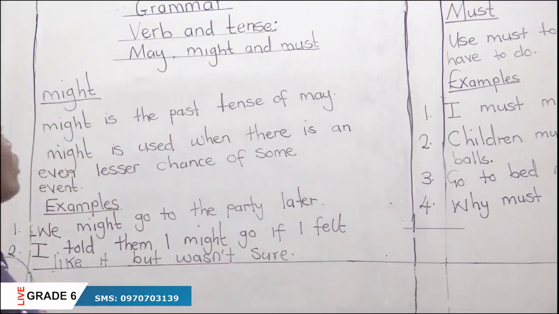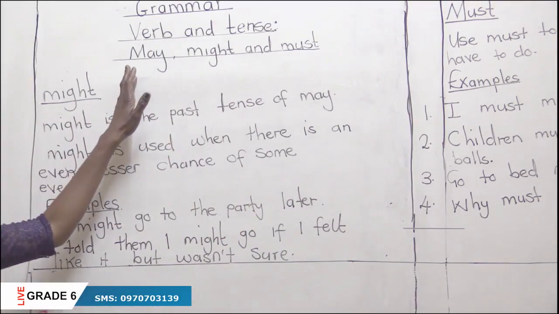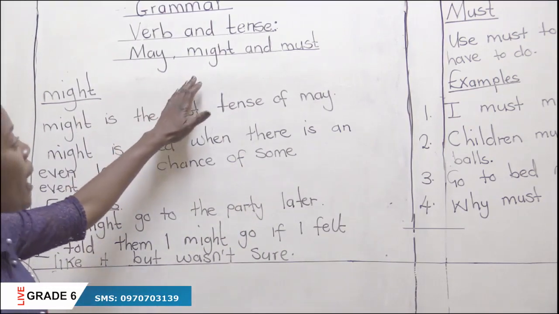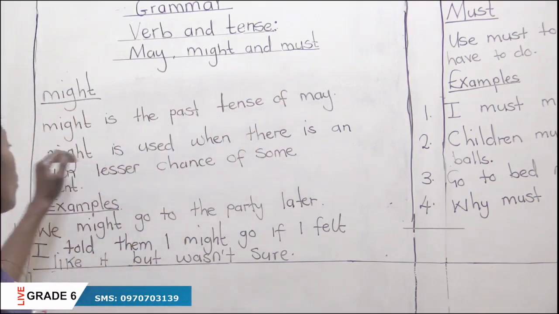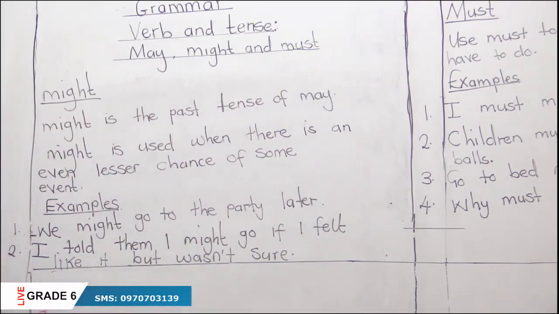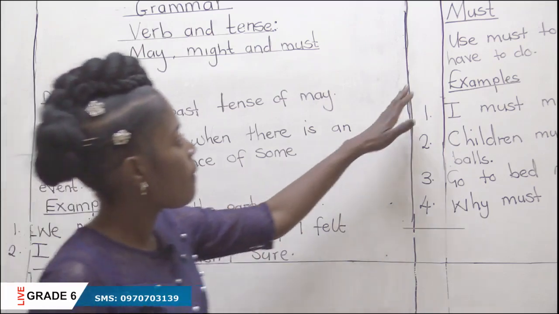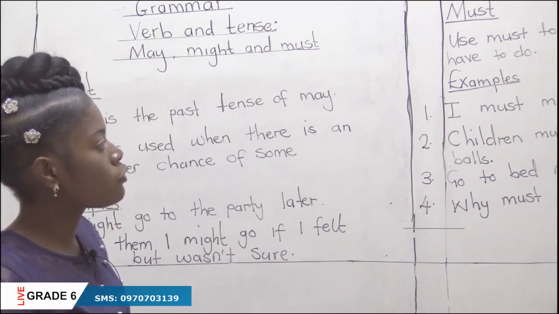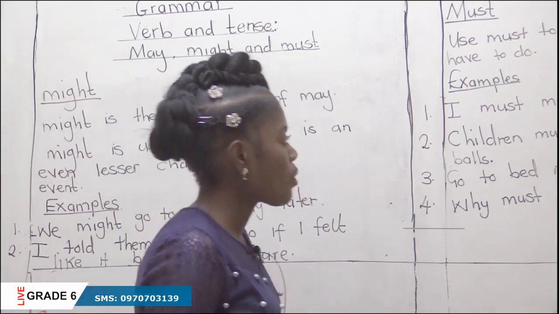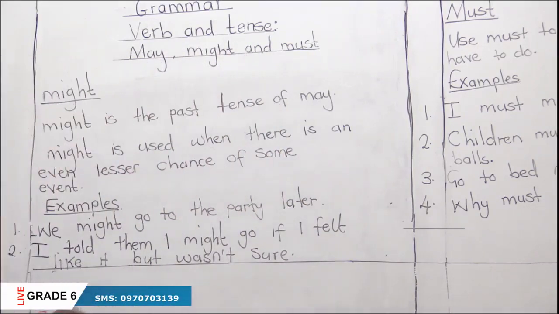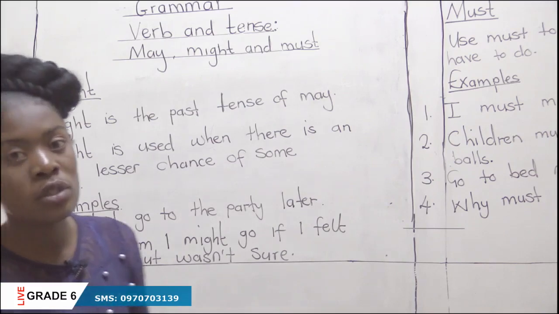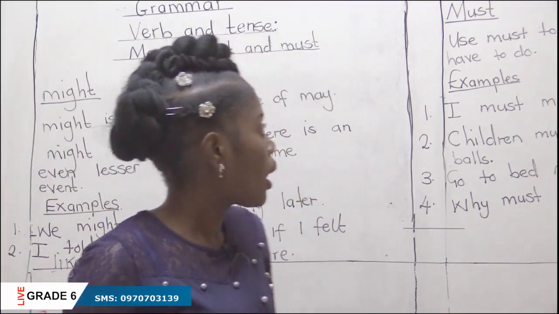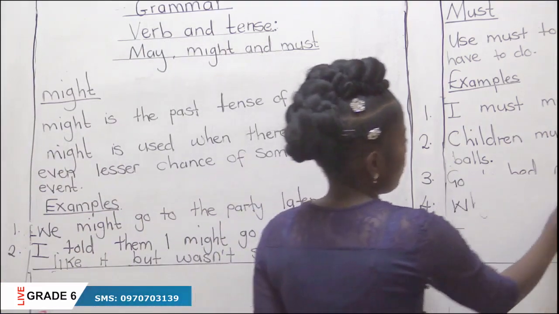Okay, so remember you're looking at verb and tense: may, might, and must. You're now looking at might. We also looked at must, and we said we use must to talk about things you have to do. I gave you some of the examples there, and I also gave you some of the examples on how to use the word may. I hope you have copied this.